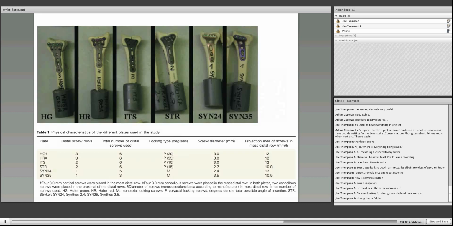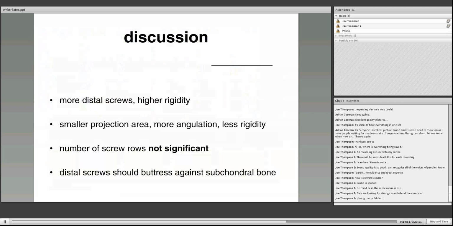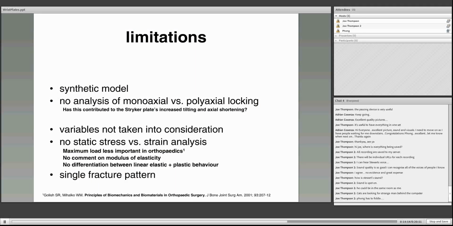There are many variables not taken into consideration. They're comparing six different plates with six different distal screw configurations, between three and six distal screws, between one and two rows, applying them using different techniques. And although they state that they apply them as per the manufacturer's instructions, Craig pointed out today that they're actually quite different looking at them there. Certainly some are applied a lot more proximally than others. And that Synthes one looks like the middle screw is potentially going through one of the fracture lines, probably not helping things.